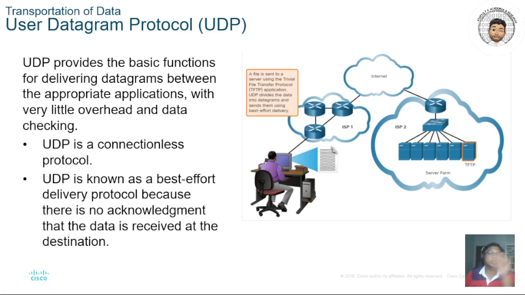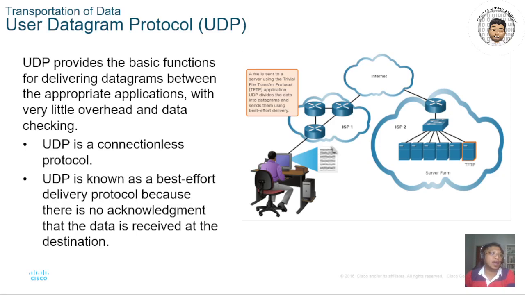So UDP is basically a connectionless protocol. It doesn't need a connection between the sender and the receiver, the source and destination basically. When it's sent, it just sends it towards the network without requiring acknowledgement by the destination. So this is known as a best effort delivery protocol, because no acknowledgement that the data is received at the destination is provided to the user.